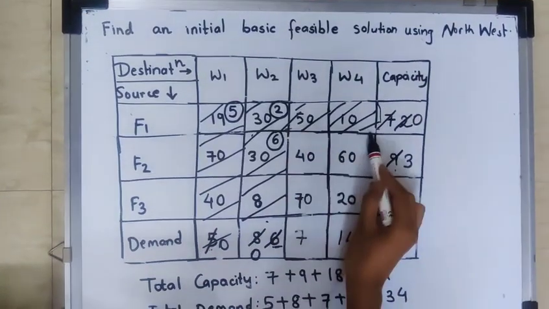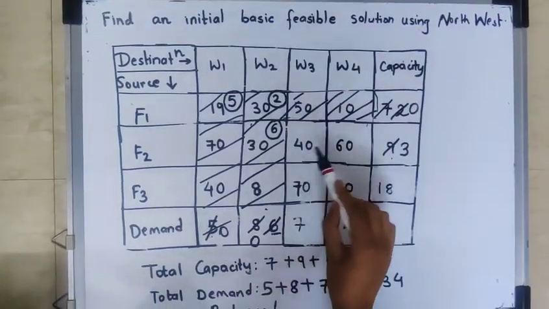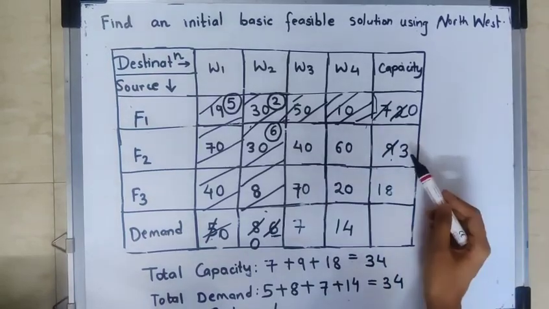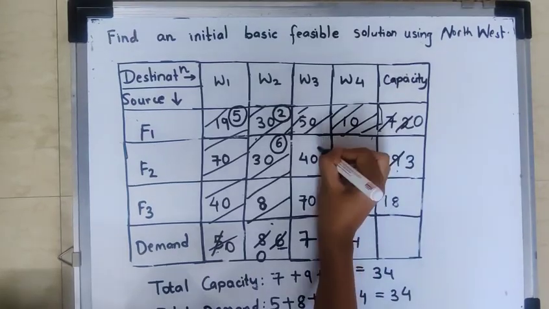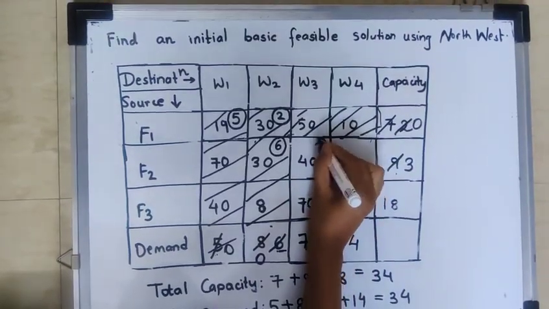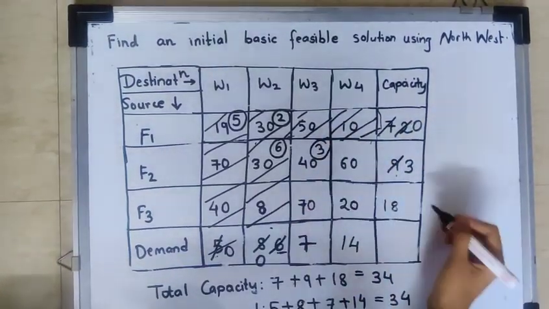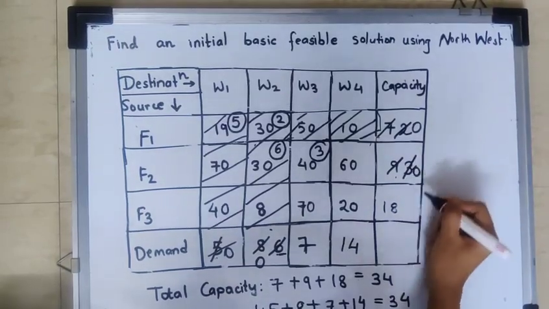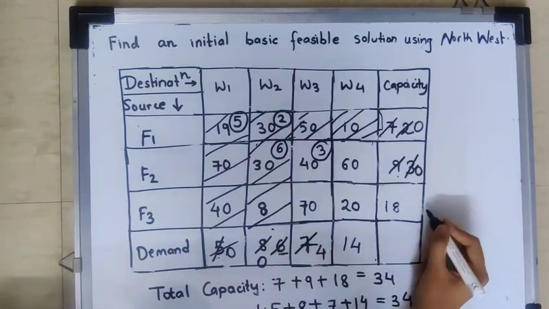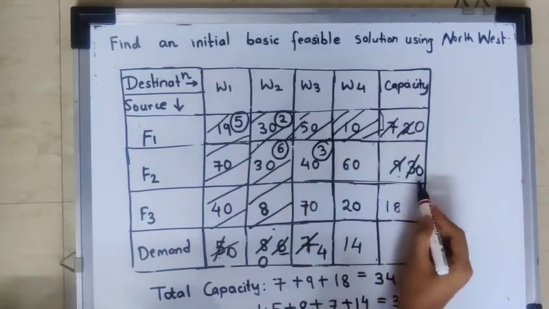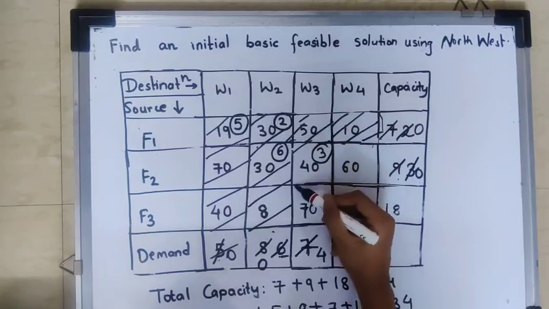Next, we are left with this part. For 40, we have two options, either 3 or 7. The smaller number is 3, so we will allocate 3. After allocation, 3 minus 3 is 0 and 7 minus 3 is 4. Now this row has become 0, so we will eliminate it.